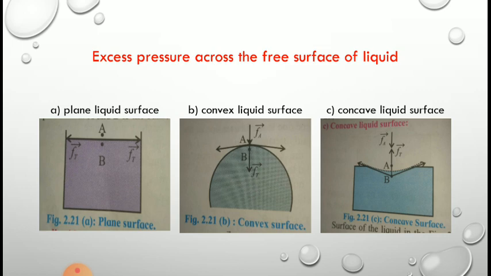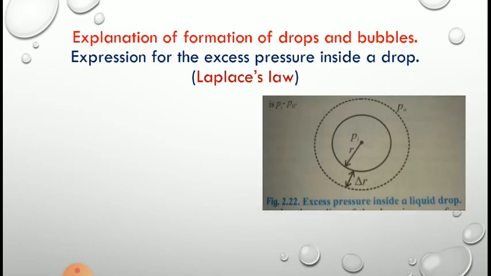So thus we discussed these three diagrams, that is the surface. In the first diagram it is plane, in the second diagram it is upper convex, and in the third diagram it is upper concave. Now we will discuss the explanation of formation of drops and bubbles.